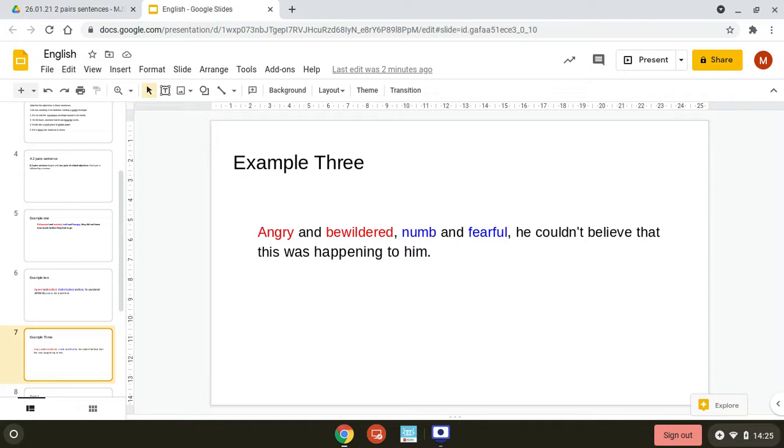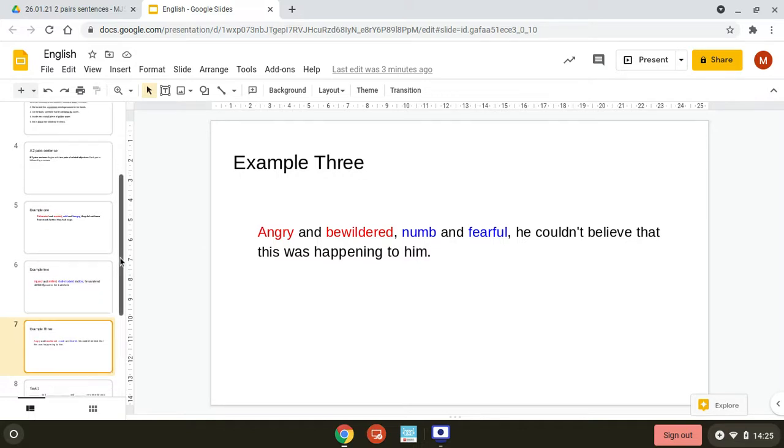Example three: angry and bewildered, numb and fearful, he couldn't believe that this was happening to him. So these are the kind of emotions you'd be going through if you didn't know why this was happening to you. Okay, now let's have a go together.